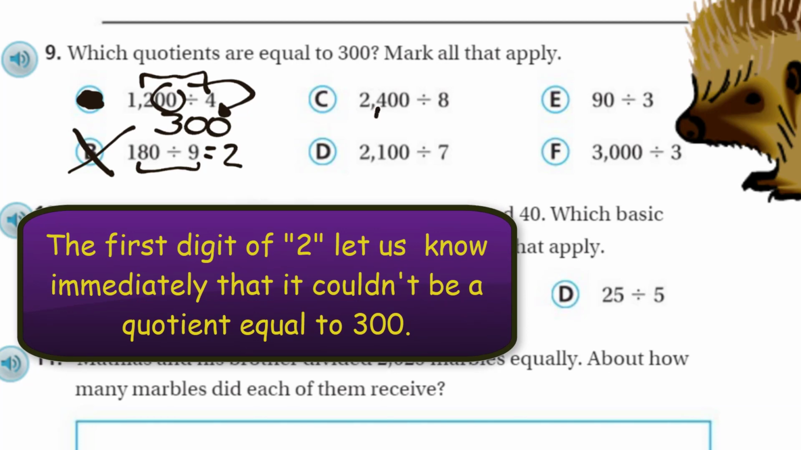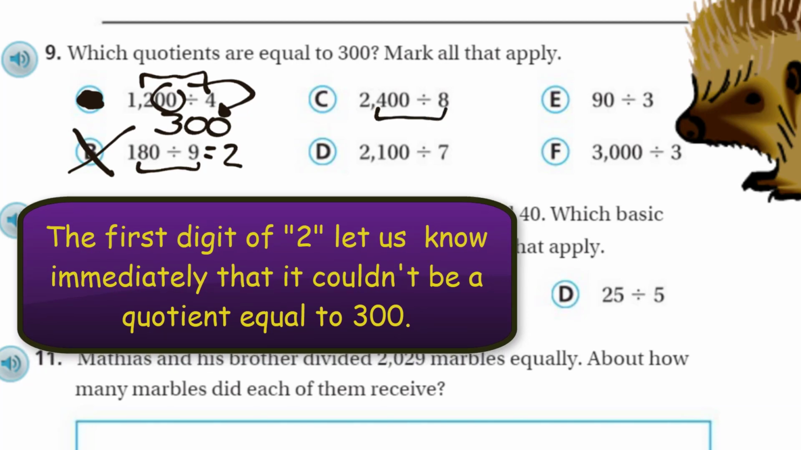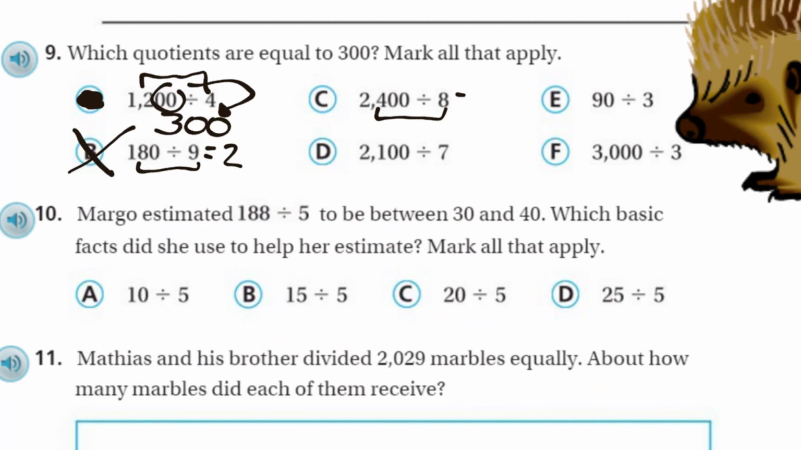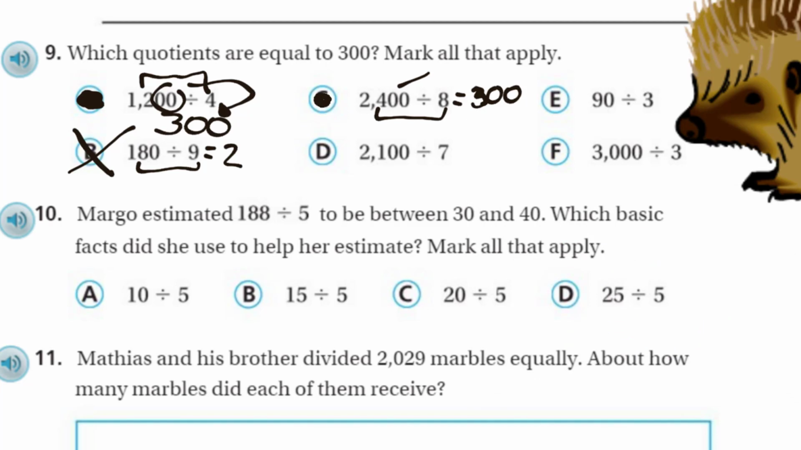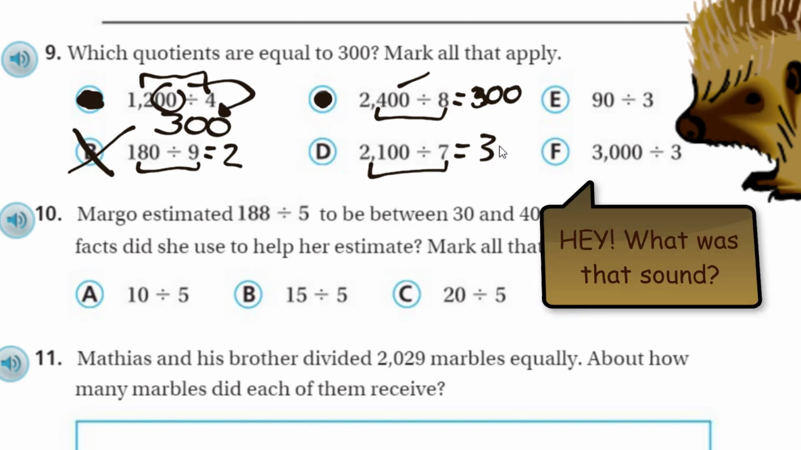Here we have our basic fact. 24 divided by 8 equals 3. So far, so good. Ooh, that's kind of a really wimpy looking 3 there. Come on, 3. Be proud. There you go. A little bit better. So C, definitely. Next, basic fact, 21 divided by 7, 3 plus 2 powers of 10.